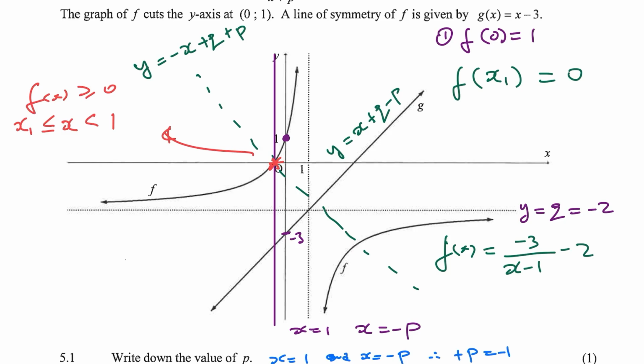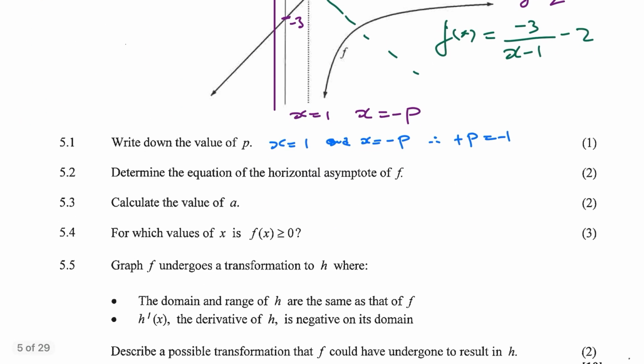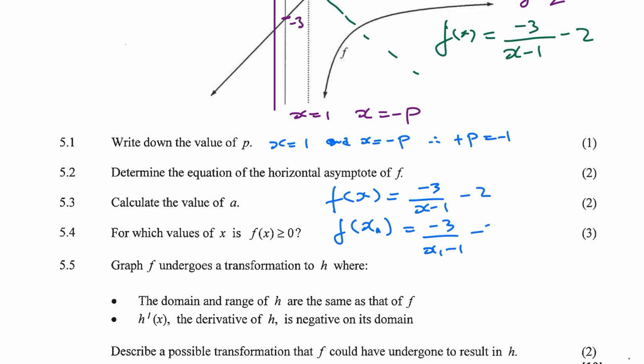For an x-intercept, you let y equal 0. So you have f of x is equal to -3 over x minus 1, minus 2. So f of x1, the point that you're looking for, where there's x, just put x1, minus 2. And we said f of x1 is equal to 0, because it's the x-intercept. So negative 3 over x1 minus 1, minus 2 is equal to 0. And then we just solve for x1.